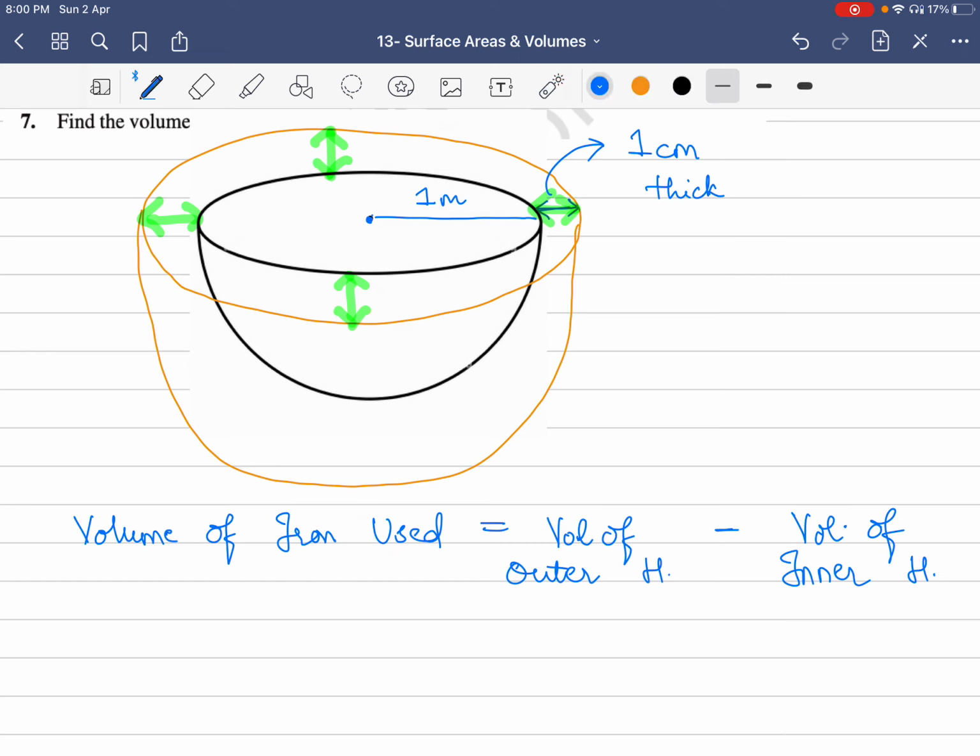Very important. Now, what is the formula to calculate the volume of a hemisphere? For the outer hemisphere, 2 by 3 pi r cube minus 2 by 3 pi r cube for the inner, but let's make this r1 and this r2, just to have different notations. To find the volume of the outer hemisphere, we need its radius r1 cube. The radius of the outer hemisphere is 1 meter plus 1 centimeter, that is going to be 1.01 meters if you want to keep it in meters.